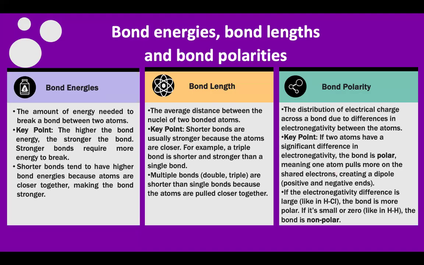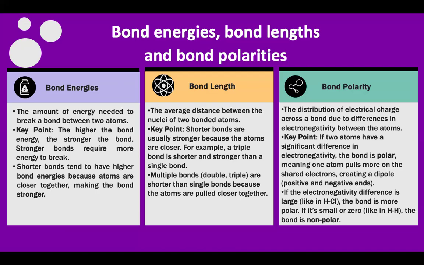Bond length is the average distance between the nuclei of 2 bonded atoms. Key point: shorter bonds are usually stronger because the atoms are closer. For example, a triple bond is shorter than a single bond. For multiple bonds, which are double and triple, they are shorter than a single bond because the atoms are pulled closer together.